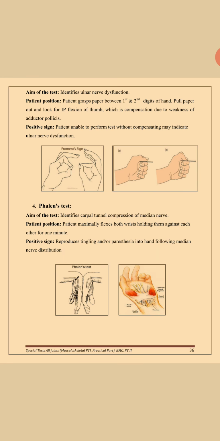Phalen's test. Aim of the test: identifies carpal tunnel compression of the median nerve. Patient position: patient maximally flexes both wrists, holding them against each other for 1 minute. Positive sign: reproduces tingling and/or paresthesia into the hand following the median nerve distribution.